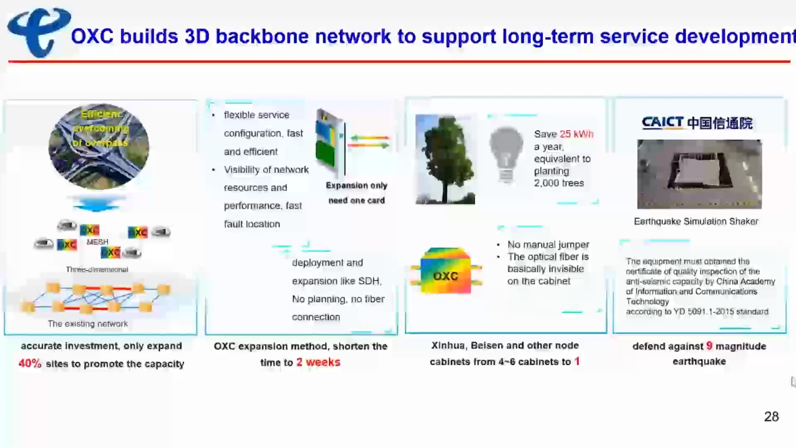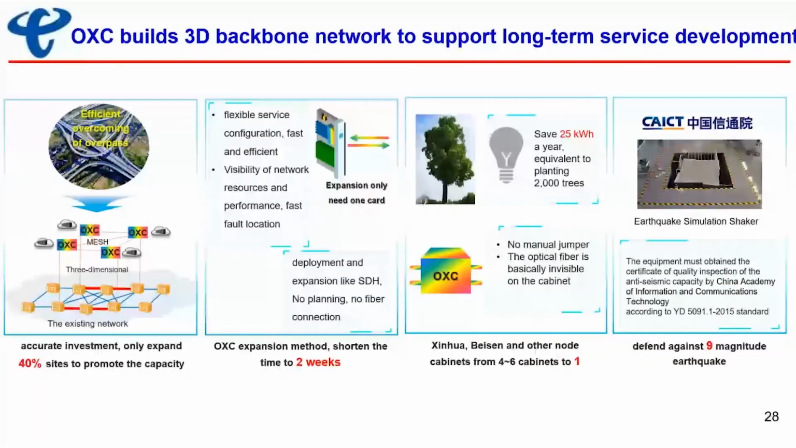Why do we choose the OXC solution? The solution brings 3 benefits to us. First one, we use a 3-dimensional backbone network architecture and only need to expand 40% of high traffic sites to solve the network capacity problem and save investment.